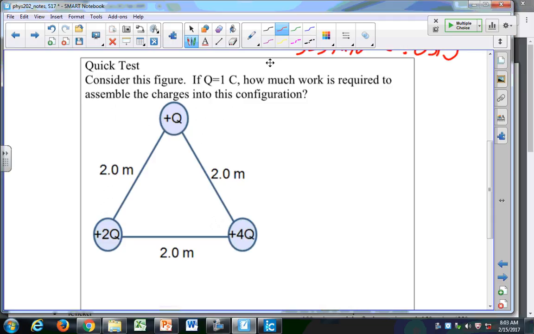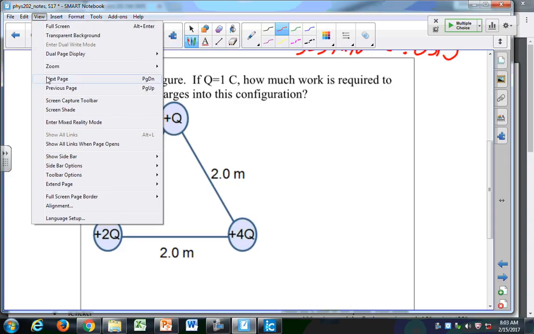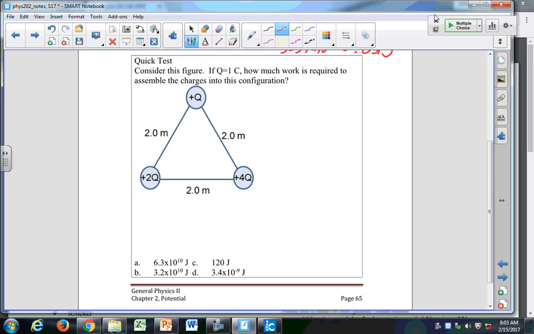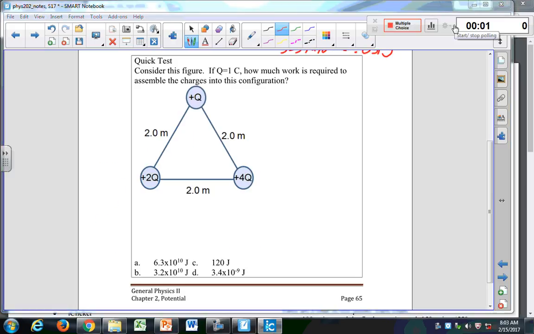So here I'm asking how much work is required to assemble the charges, but that's the same question as asking what is the potential energy. Whatever the work required to assemble them is the same as the potential energy. Remember, you're going to have 3 things. You want to break them up into your 3 distinct groups of charges. If we have 3 charges, we have 3 distinct groups.